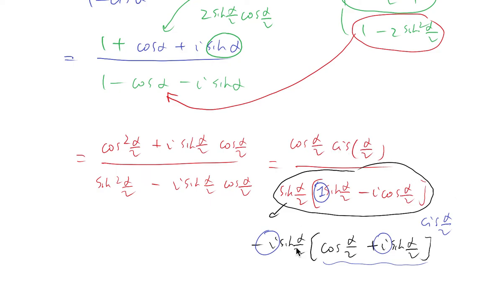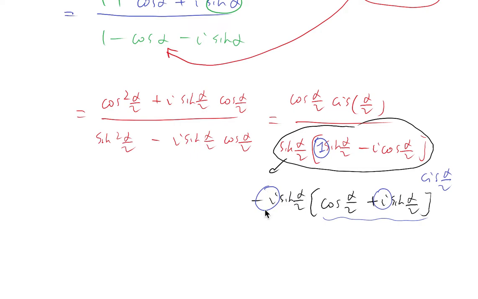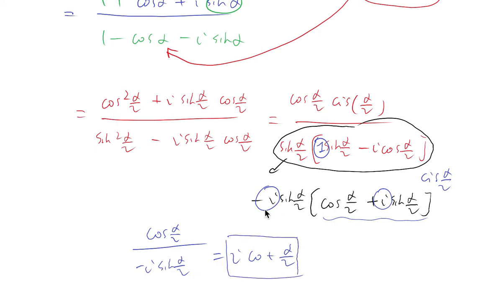Cos divided by sine equals cot, and 1 divided by minus I equals positive I. So I'll quickly write it down here: cos alpha over 2 divided by minus I sine alpha over 2 equals I cot alpha over 2. And you can see it doesn't have any real part, so this is purely imaginary.